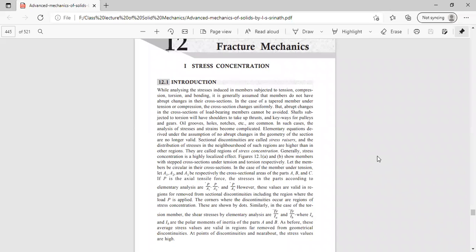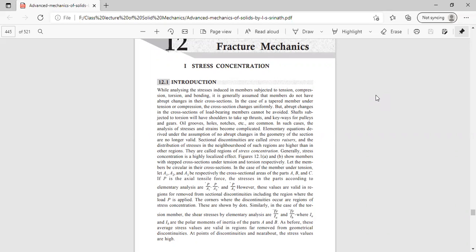Let us resume our class after your exam. Let me go through another portion of your module, the last module. Now, let us concentrate on stress concentration. That is another method of fracture mechanics. Now, what is stress concentration?